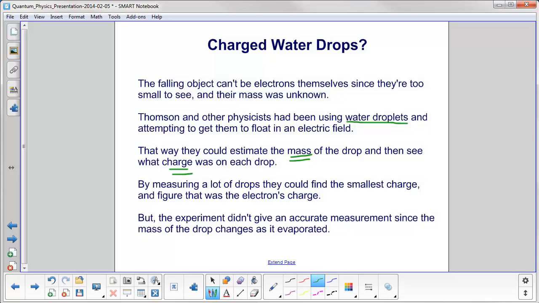By measuring a lot of drops, and this is a really huge number, this experiment could go on for days, weeks, etc., they could find the smallest charge and figure maybe that was the electron's charge. But the problem with using water is water evaporates, so the mass is going to change, so this experiment won't be perfectly accurate.